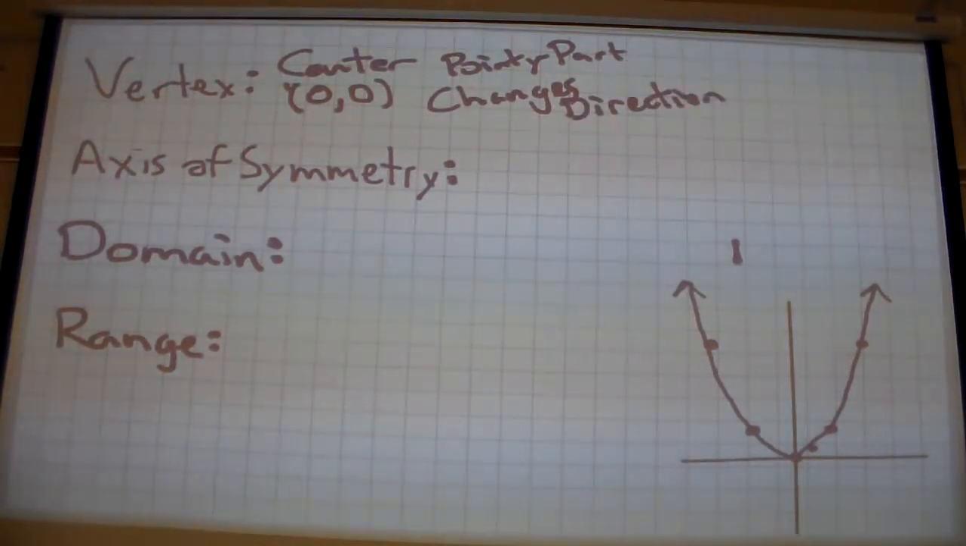Okay, axis of symmetry. When we see symmetry, what do we think? Same. Split in half. And so our axis is what we split it in half with. Could I fold that parabola onto itself? Yes.